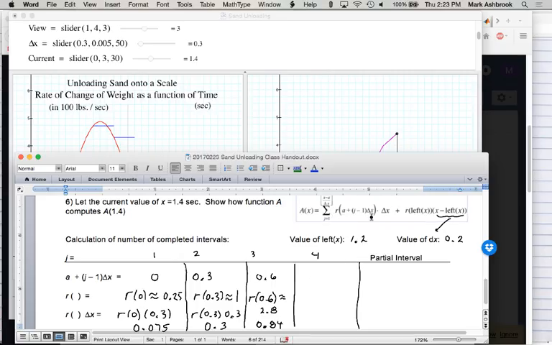The x value will be 0.9. We approximate r of 0.9 as 4.75. We're going to take that 4.75, right? R times delta x. So take 4.75 times 0.3. As soon as you get it, tell me.